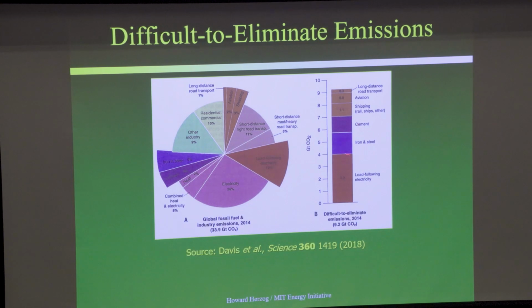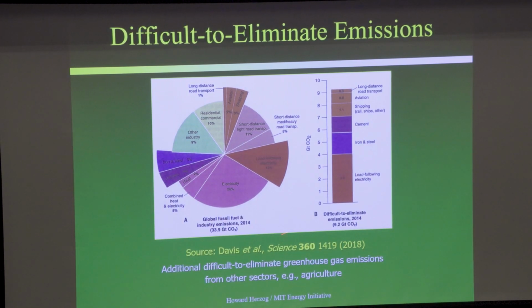We talked about iron and steel and cement being hard to decarbonize, long-range shipping, long-distance road transport, and aviation. So those are some of the areas. This is just one example of doing it. You look in the literature, you can get many different examples, but this one is saying we may need 9 gigatons of offsets to reach net zero.